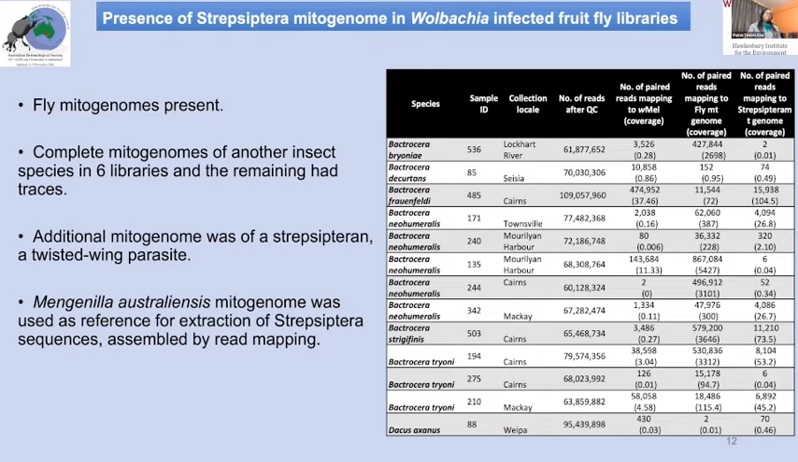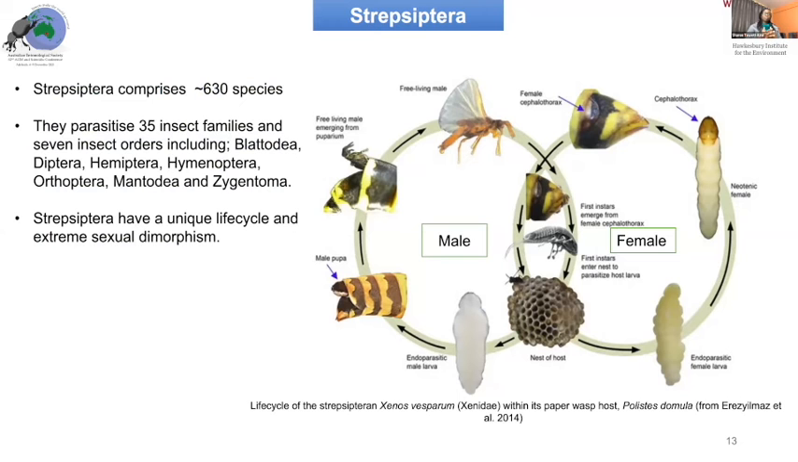So a small background about Strepsiptera. It comprises approximately 630 species, and they parasitize 35 insect families and 7 insect orders, as listed here. And they have a very unique life cycle and an extreme sexual dimorphism. So the picture here is an example of a life cycle of a Xenos vesparum strepsipteran. The females are fully endoparasitic in their host, while the males are free living, and they emerge after the 4th instar larvae.